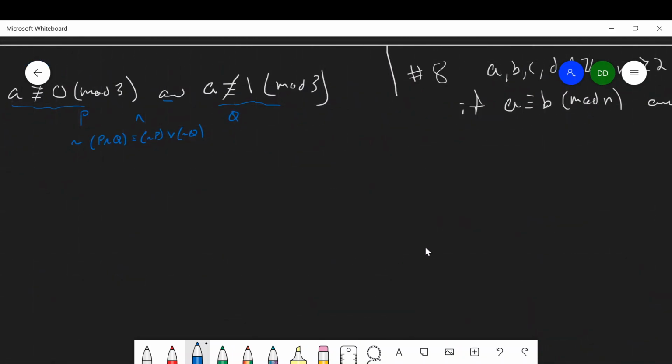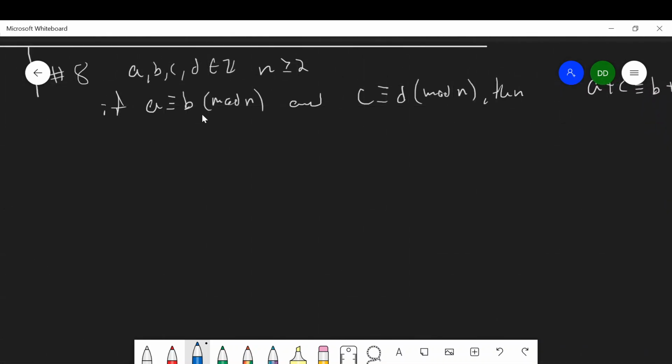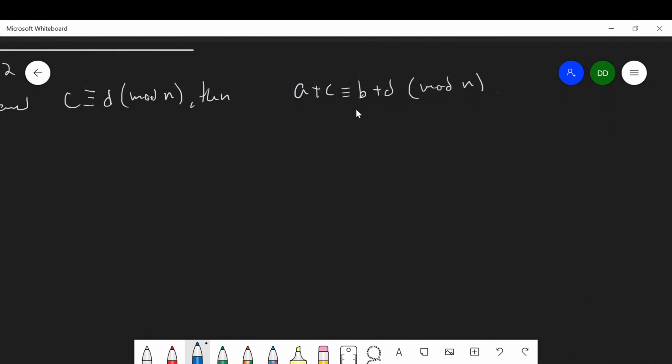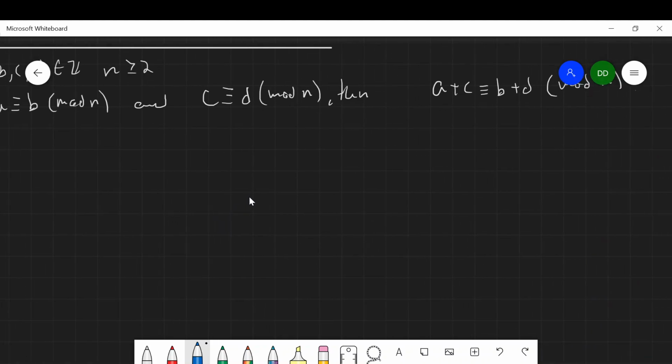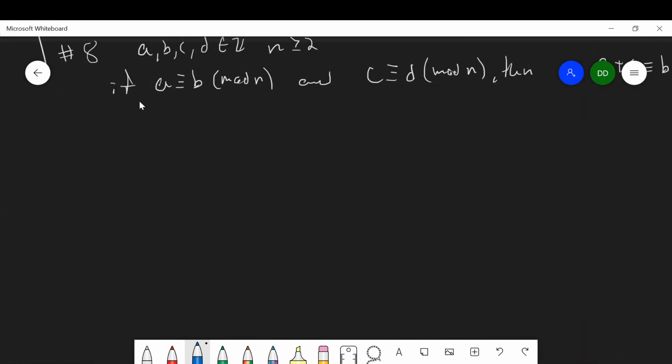Okay, let's move on. Number 8. So here we want to show if A is equivalent to B mod n and C is equivalent to D mod n, then A plus C is equivalent to B plus D modulo n. Well, I don't see a lot of negatives here, so I'm just going to try this directly. So assume A is equivalent to B mod n, and C is equivalent to D mod n.